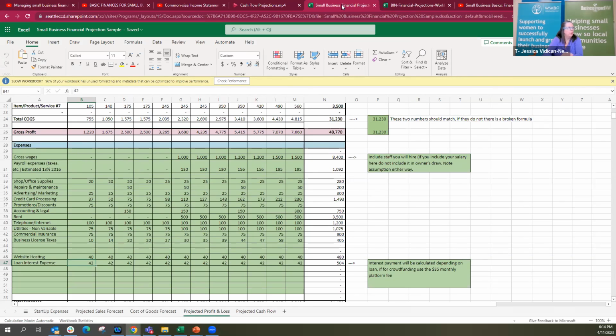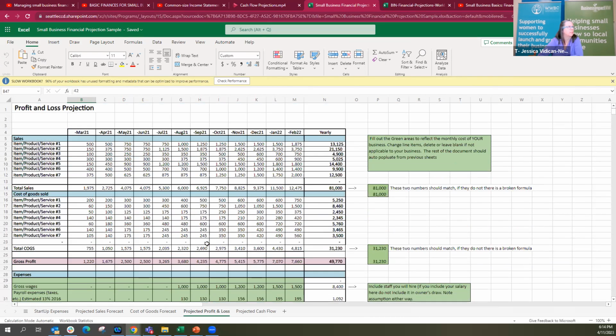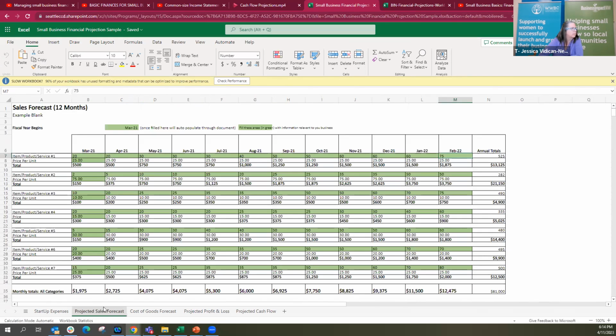Right. Well, up on the screen we're looking at a projected profit and loss, and this is a general small business example where we have our different products and services. I'll show you their projected sales forecast. Item number 1, they think they'll sell about 20, they're going to cost $25, and that'll bring them in about $500. And then they have that broken out across all of the months. They're going to sell more in February than they did in March.